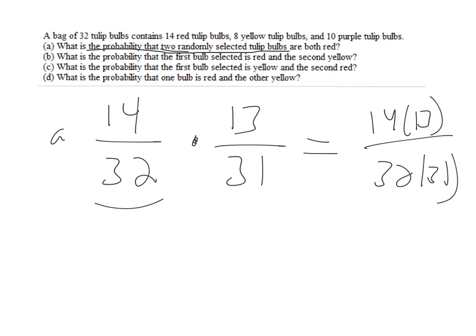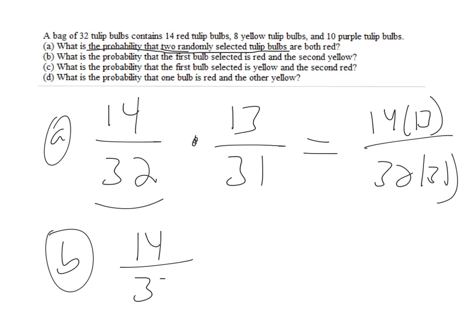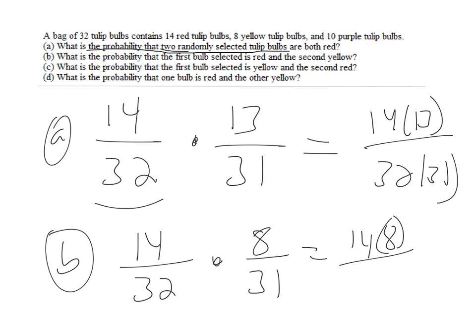Okay, so what's the probability that the first bulb is red and the second is yellow? So that was A. For B, we're going to have 14 red bulbs out of 32. And then the second bulb, there's 8 yellows, but there's only 31 left in the bag. So 14 times 8 divided by 32 times 31.